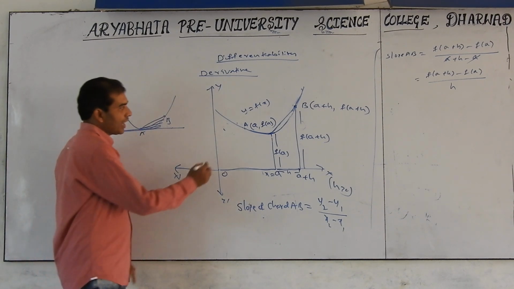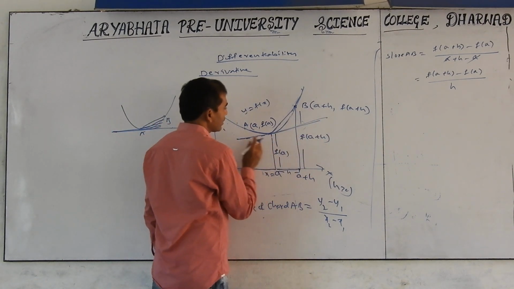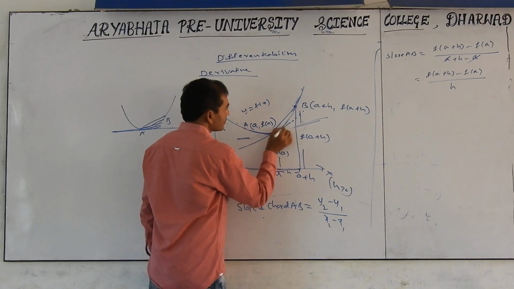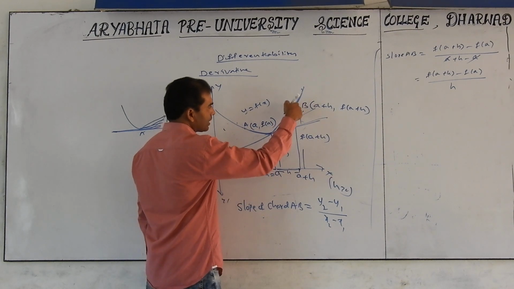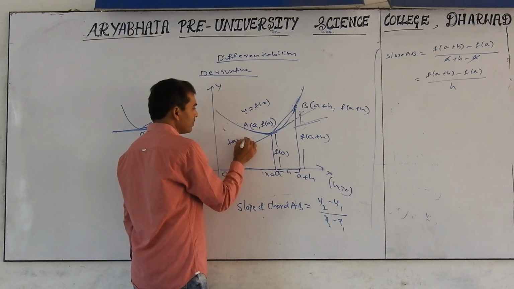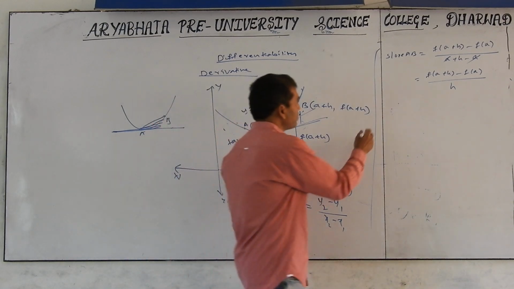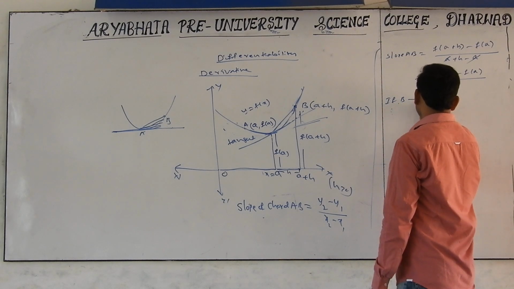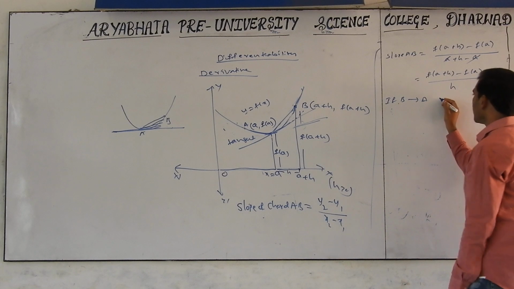Are you following? As B tends to A, this is the tangent. Are you following? The chord AB became a tangent at what point? At A, when B tends to A. If B tends to A, the point B is close to A, then h tends to 0.